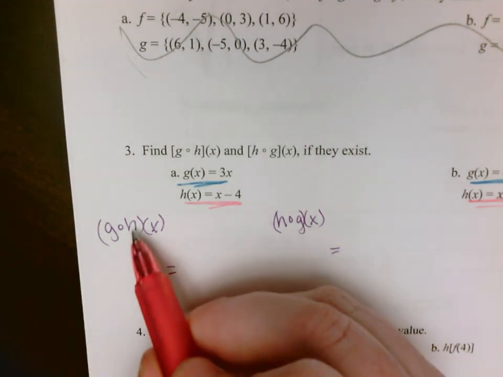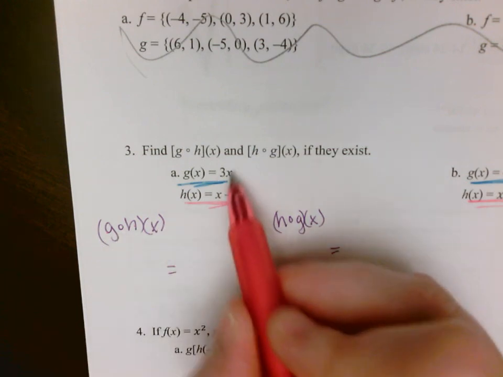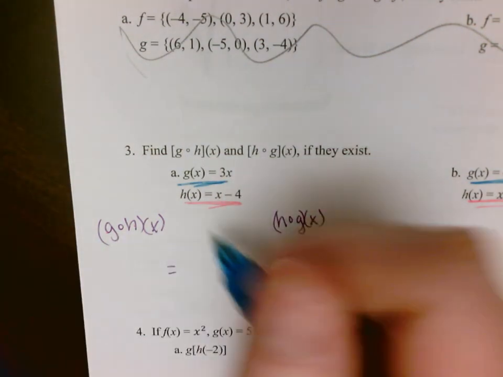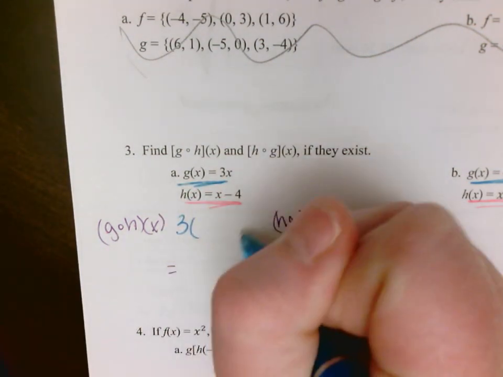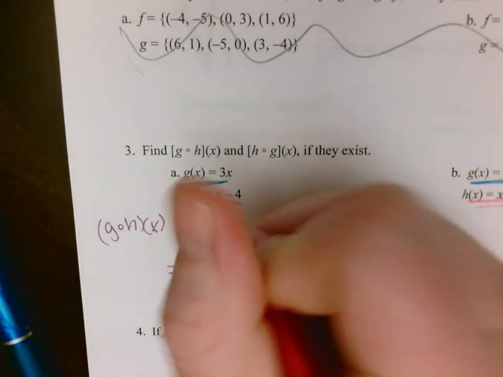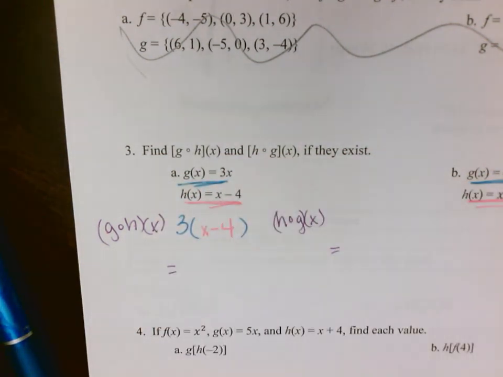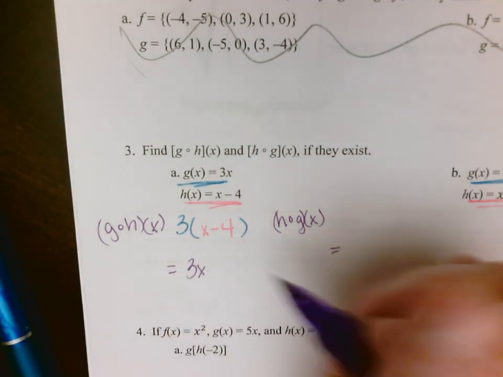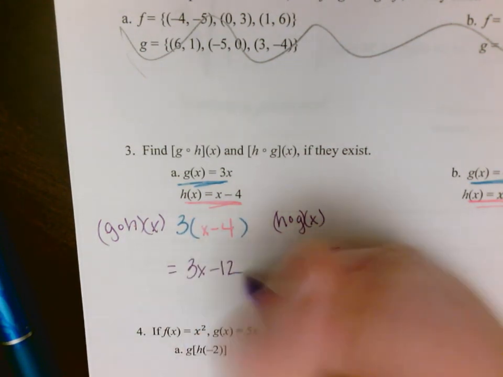So H goes into G, so wherever there's an X, the 3 doesn't change, so this would be X minus 4. 3 times X is 3X. 3 times negative 4 is minus 12. There, done.